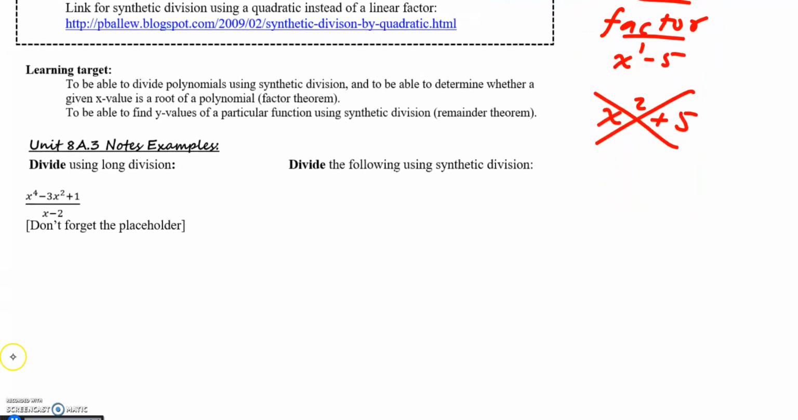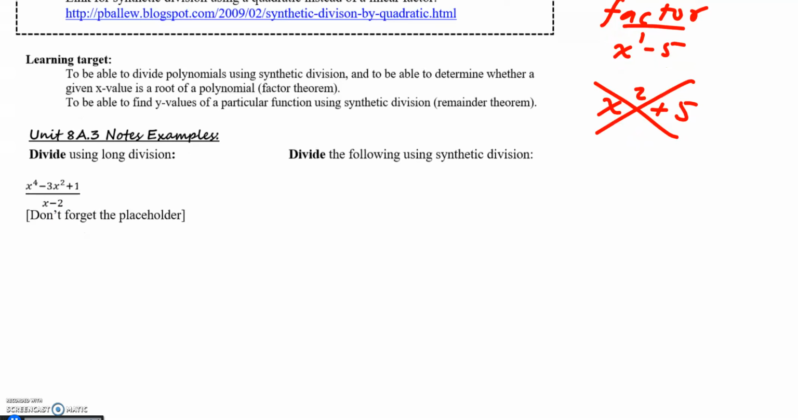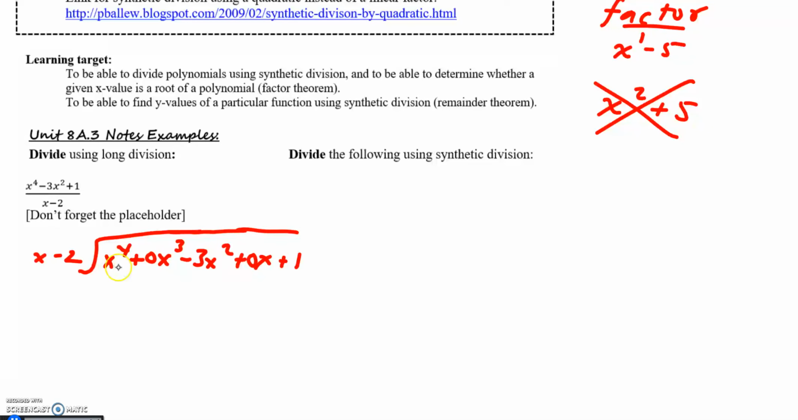So if I look at my first example, we're going to eventually do synthetic division, but we want to divide x to the fourth minus 3x squared plus 1 by a linear factor of x minus 2. So if I do this first based on the last video, if I want to divide x minus 2 into x to the fourth, don't forget your placeholders, plus 0x cubed minus 3x squared plus 0x plus 1, I would say, does x go into x to the fourth? Well, x to the fourth divided by x is x cubed. So I'd have an x cubed here, and then I'd multiply backwards.